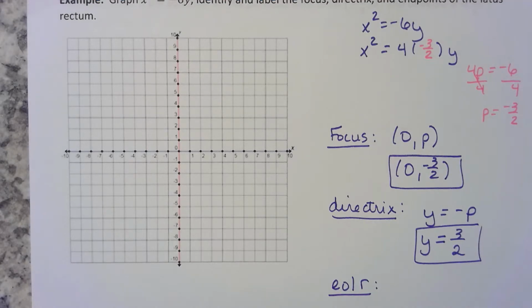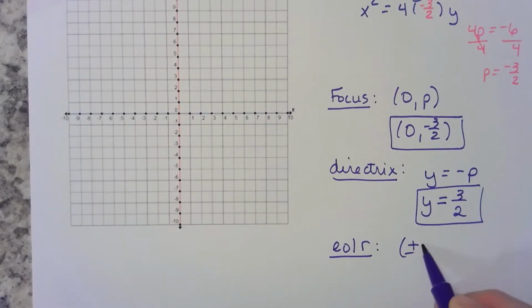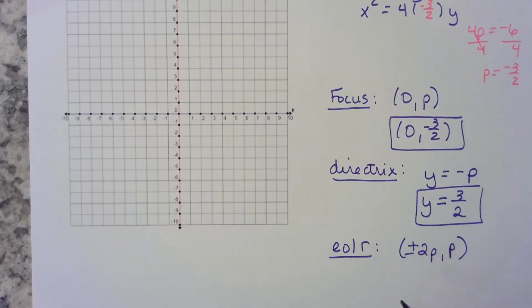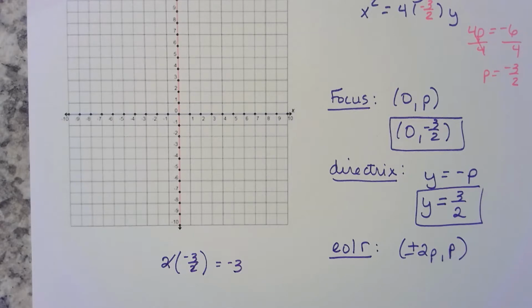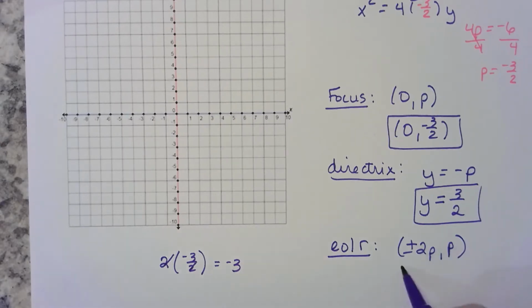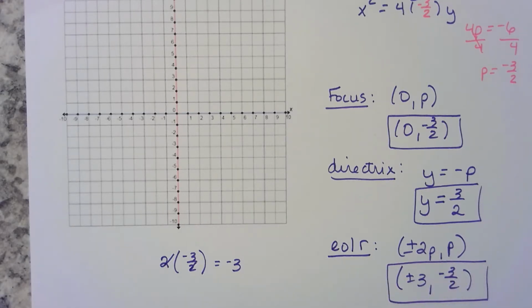That's going to be plus or minus 2p, p. So we're going to have plus or minus 2p. So 2 times p, which is negative 3/2, the 2's cancel and I end up with a negative 3. When I have plus or minus a negative, I still end up with plus or minus, right? So that's going to be plus or minus 3 and p, which is negative 3/2. These are the endpoints of the latus rectum.